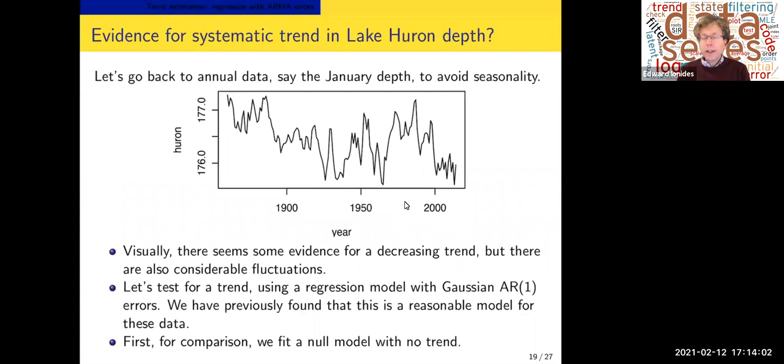Well, so let's do this in the context of Lake Huron depth. A very simple type of trend is a linear trend. So let's start by looking for a linear trend using a regression model with Gaussian AR(1) errors. We already found that AR(1) was a reasonable model for the error process in this case. First of all, we'll fit a null model with no trend just as a benchmark.